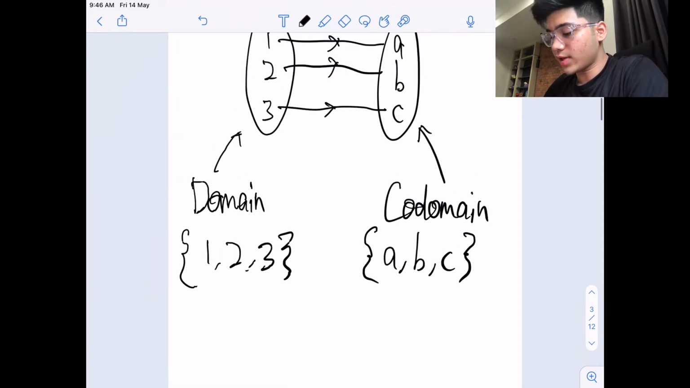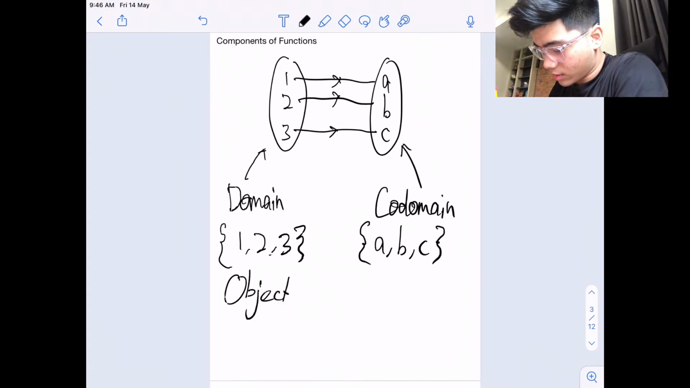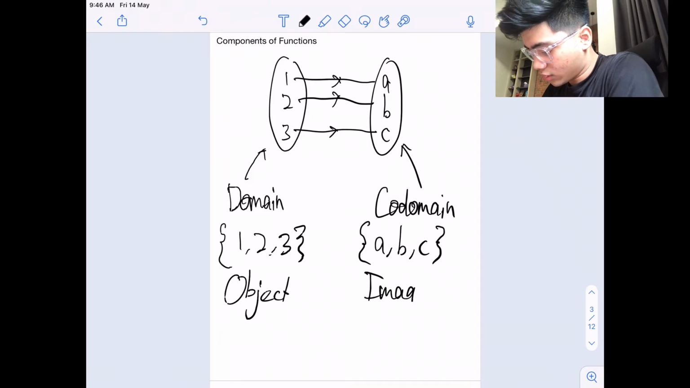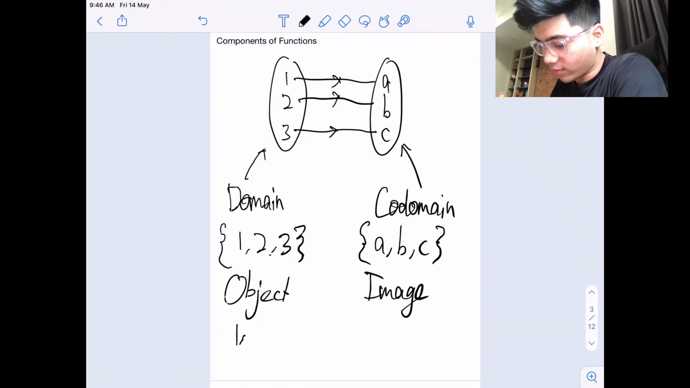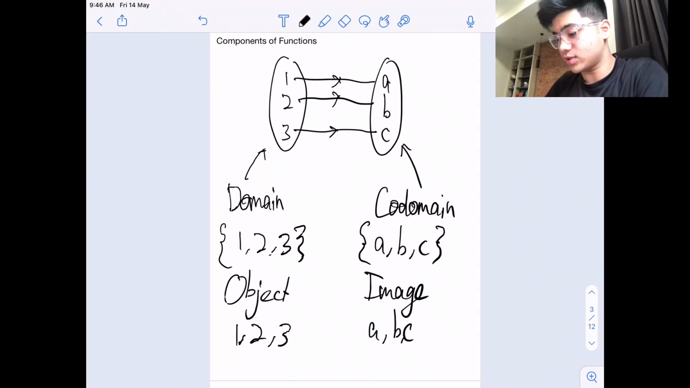Now, those elements inside also have a name, which is object and image. If you were to write them out, you would just have to write whatever is inside, the numbers or the unknowns. You wouldn't have to write the set notations.